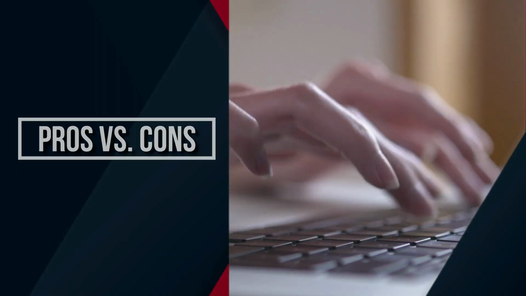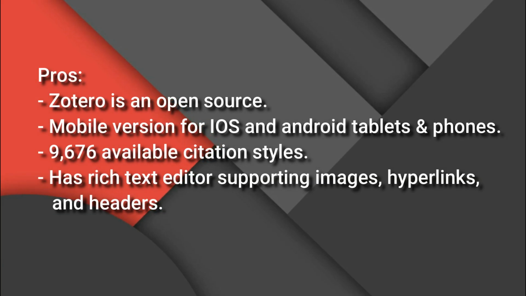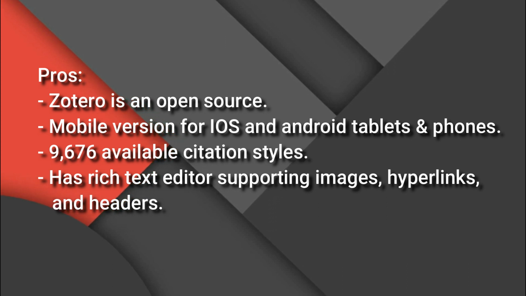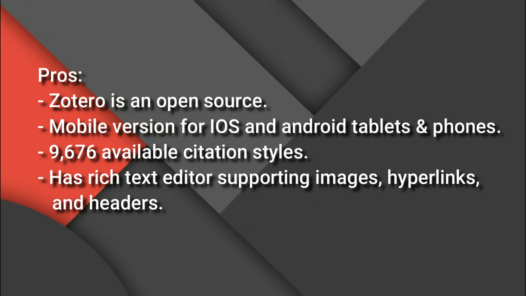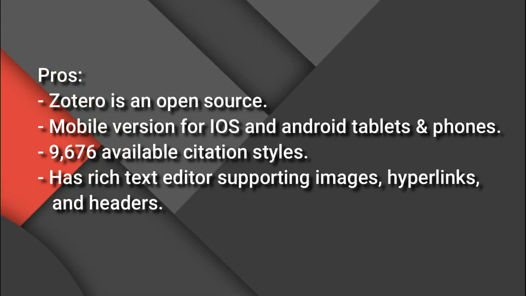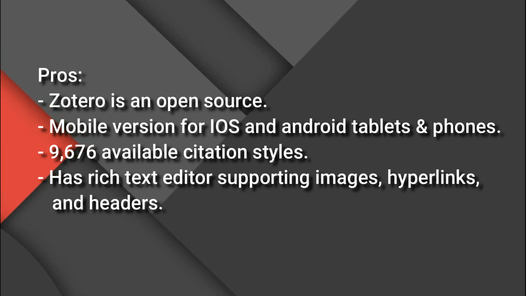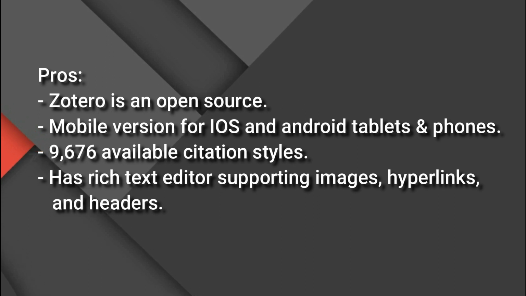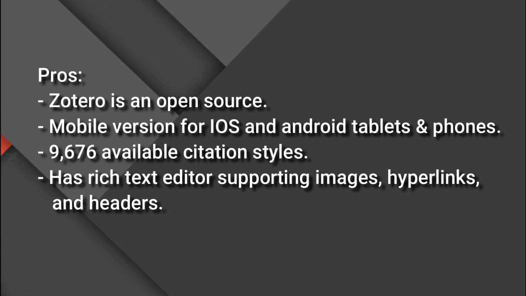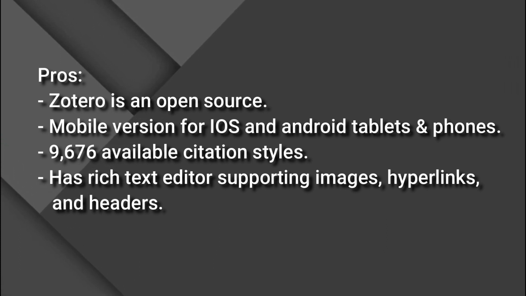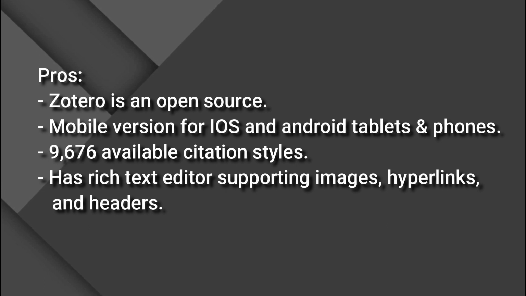Now let us talk about advantages and disadvantages of using Zotero. For the pros, Zotero is an open source. Thus, a large community of programmers constantly update the Zotero program. There is now an unofficial mobile version for iOS and Android tablets and phones. There are 9,676 available citation styles which include MLA, APA, etc. You can customize your citation style. Zotero has a rich text editor supporting images, hyperlinks, and headers. Hence, Zotero is much more helpful when citing web page contents.